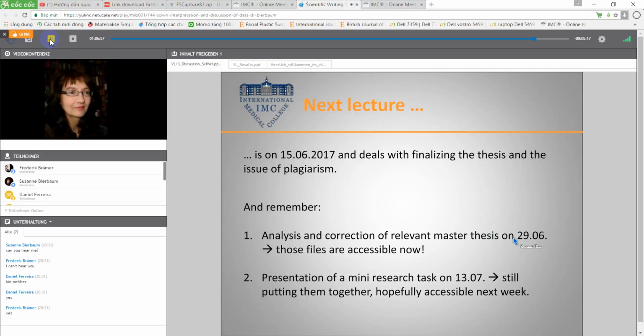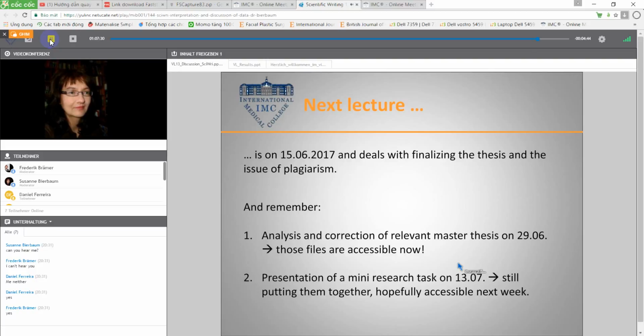Next lecture in two weeks, and then we'll deal with finalizing the thesis. That includes writing the introduction, because by now, if you have the results part, the discussion, and materials and methods, that's 85% of the thesis, almost 90. The introduction is comparatively simple, and also the least important of the parts. I think it's better to write it in the end, because by then you know what you are introducing.